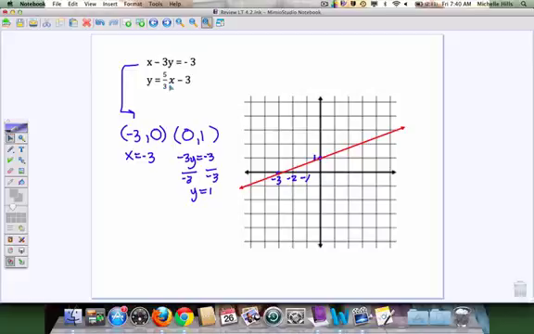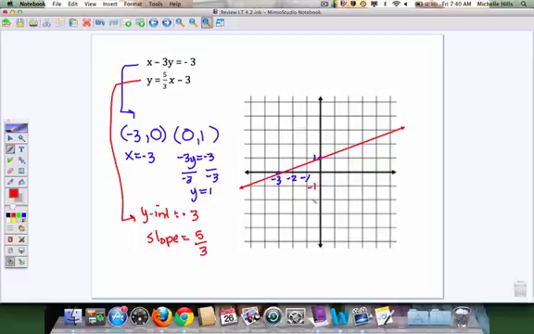My second line is in slope-intercept form. So when I want to figure out how to graph that, I know my y-intercept is -3, and my slope, which is my rise over run, is +5 over 3. So I need to go down to -3 on the y-axis and put a point. Rise +5 is going to take me up to here. Run positive 3, and there's my point of intersection.